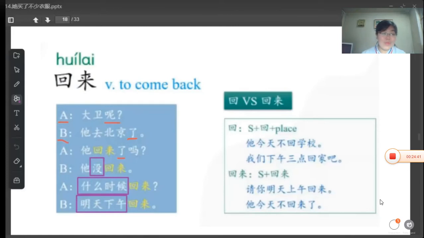Before, we learned another word that also means come back and return. Which one? 回家. We learned 回家, it means go back home. Just 回, I can say a lot of right answers. 回 and 回来 have the same meaning. They both point to come back or return. How do we distinguish them? Firstly, 回.